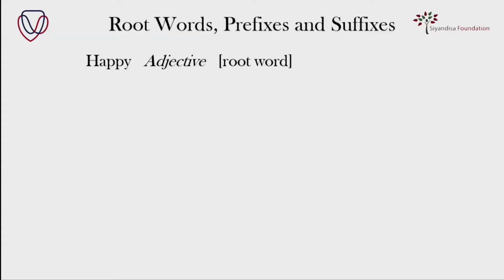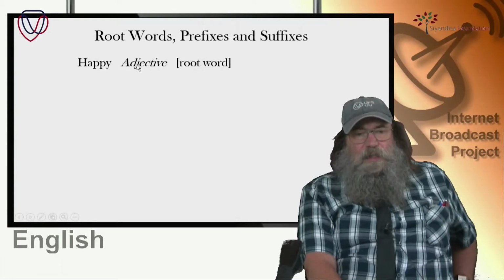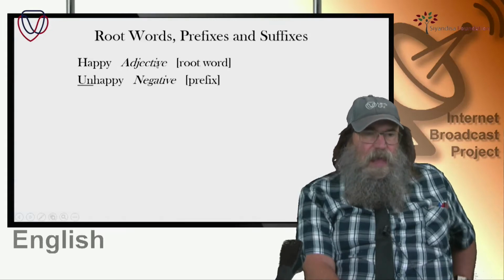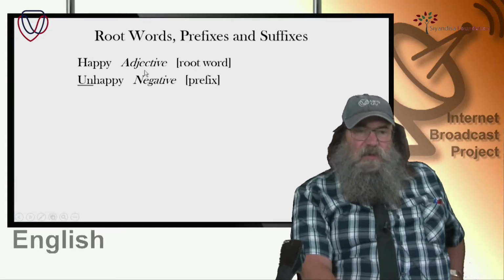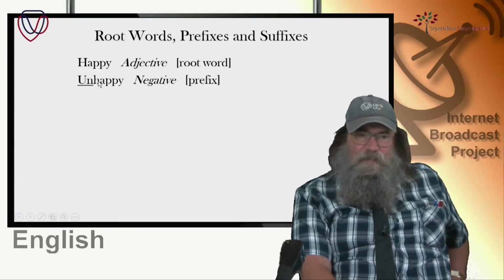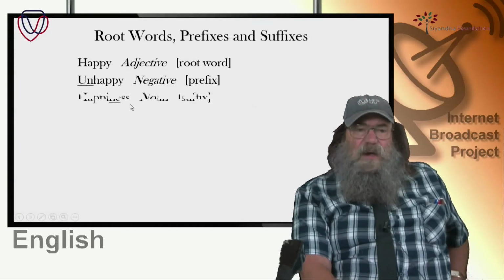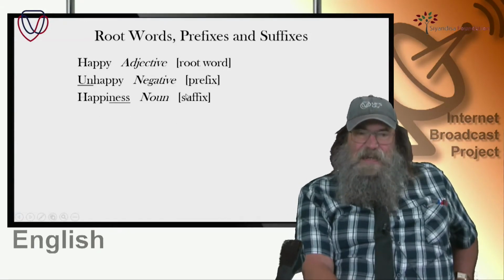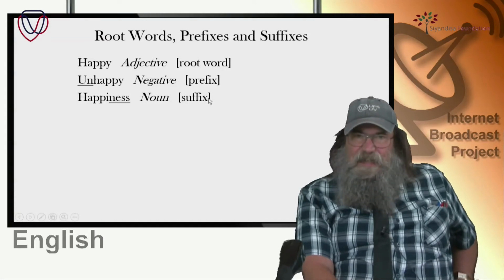Moving on. Now you notice that one of the exercises in that paper was to add a prefix. Okay? And so here we have root words, prefixes, and suffixes. Now we're starting off with our root word, "happy," which is an adjective. All right, you know that. Now we'll change that to the negative form by adding a prefix, and now it's "unhappy." Okay? And now we are going to make it into a noun, "happiness." But we've done that by adding a suffix.